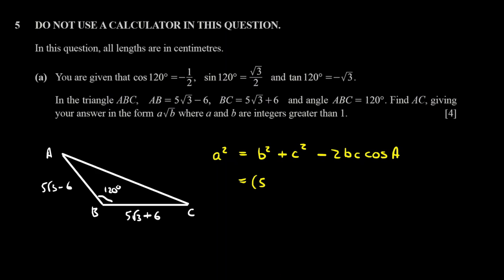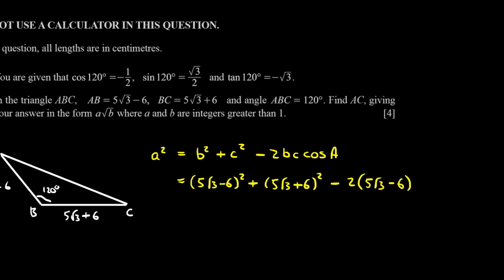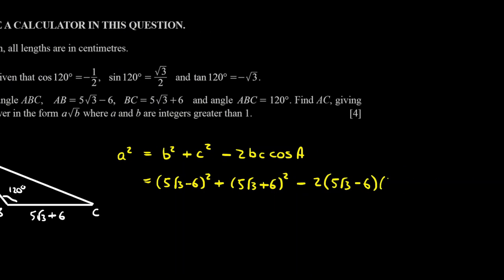So this is going to be 5 root 3 minus 6 all squared plus 5 root 3 plus 6 all squared minus 2 lots of 5 root 3 minus 6, beg your pardon, times 5 root 3 plus 6 times the cosine of 120. Okay, now what we've got to do is just expand this, right? So we're going to start with the first bracket. So if we expand this bracket, we're going to get 5 root 3 squared.